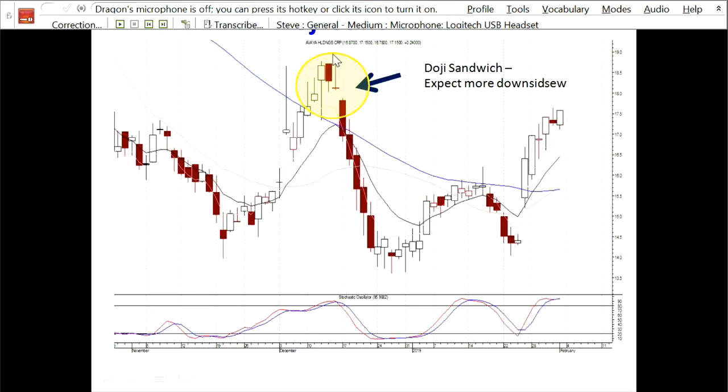So a doji sandwich is a candle, in this case a dark candle, and then a doji. And then remember our doji rule. The price is usually going to move in the direction of how they open after a doji. They open it lower. What do you want to be doing? You want to be going short because we know the magnitude of this candle is probably going to be the same as the magnitude of this candle.